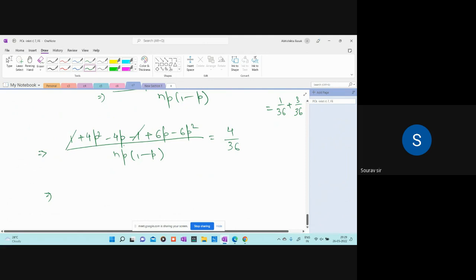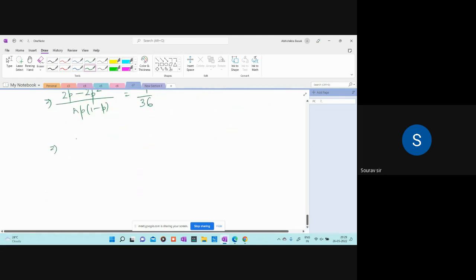This one cancels out. This 6p square minus 4p square is going to give me minus 2p square, and this 6p minus 4p is going to give me 2p, and this is np into 1 minus p, that is 4 by 36. Again we can cancel out 2 from both sides, that is p into 1 minus p by n into p into 1 minus p, that is equals to 2 by 36. So 1 by n is equals to 2 by 36. So that implies n equals to 36 by 2.